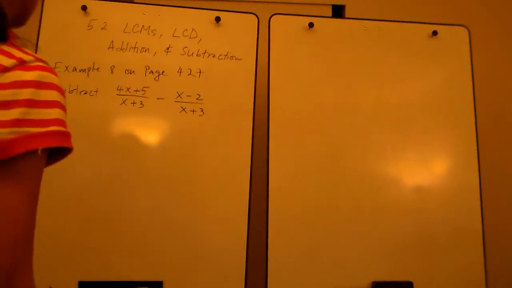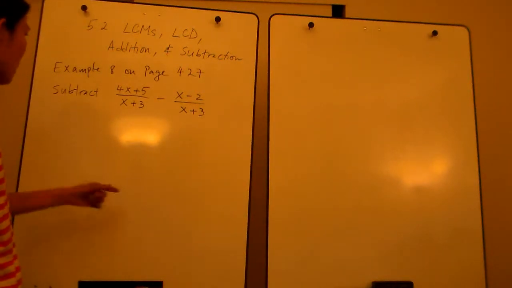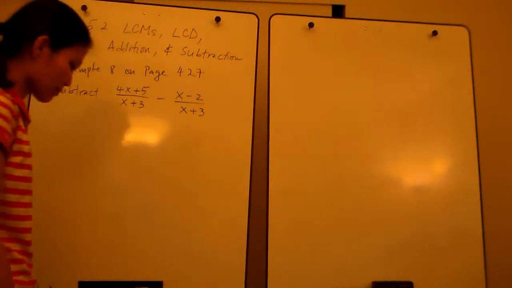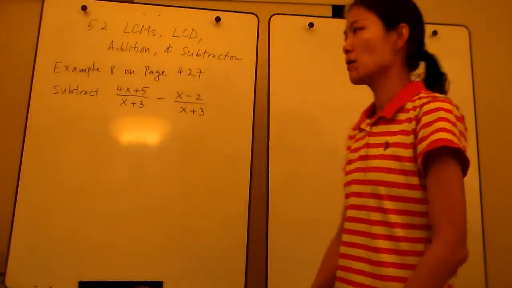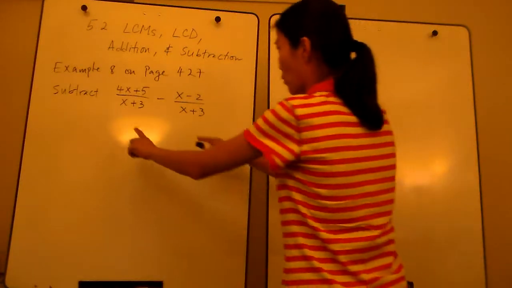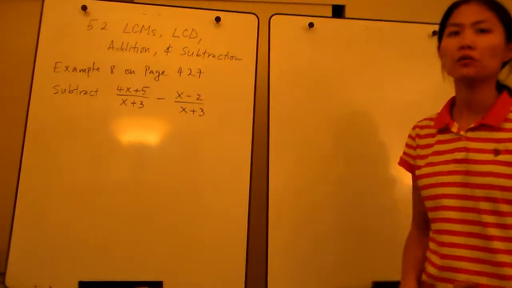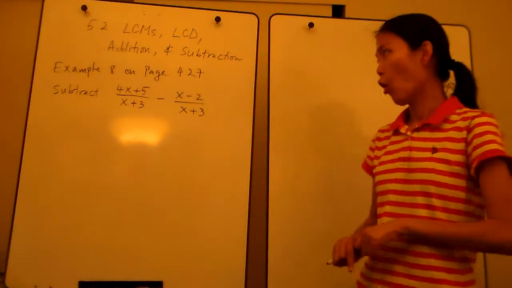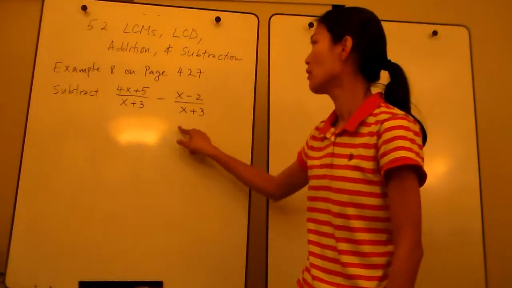Example 8 on page 427. Subtract the two fractions. Very similar to the previous example. You're given these two fractions. Either you add or subtract. Always look at the denominator.